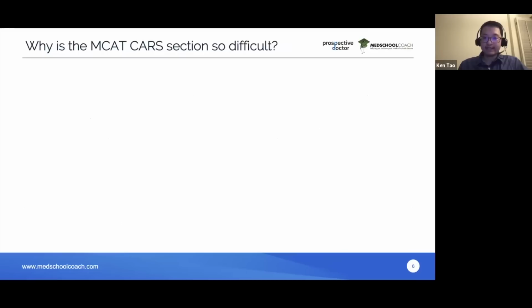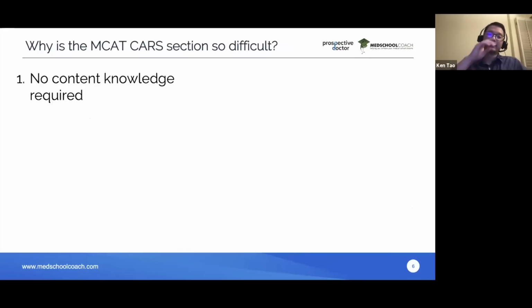All right, same thing, but now for the CARS section. CARS stands for Critical Analysis and Reasoning Skills. First reason why it's difficult, no content knowledge required. This can actually be surprising because if you think about it, how great would it be to be tested on an exam where you're not expected to know any science content, right?